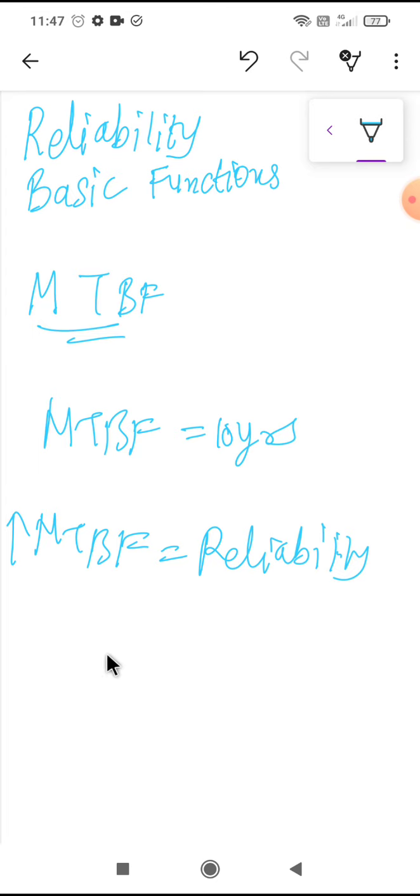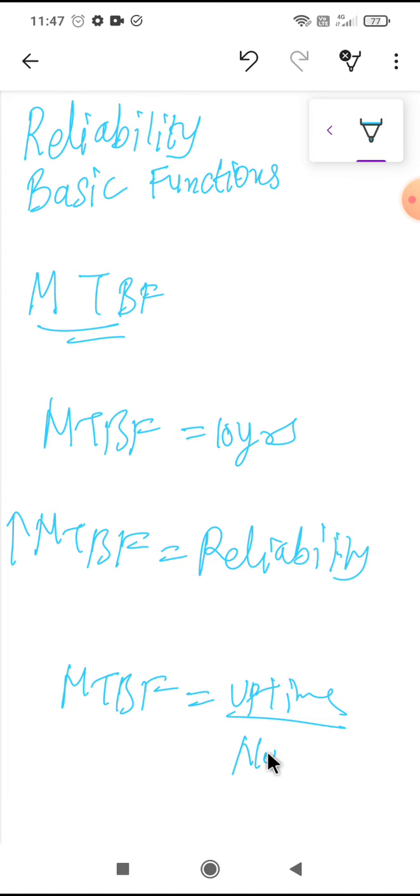MTBF is calculated by taking the total time an asset is running, the uptime, and dividing it by the number of breakdowns that happen over the same time. So I will write the formula. MTBF is equal to total uptime divided by the number of breakdowns.